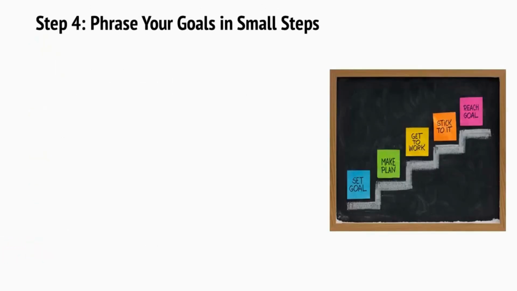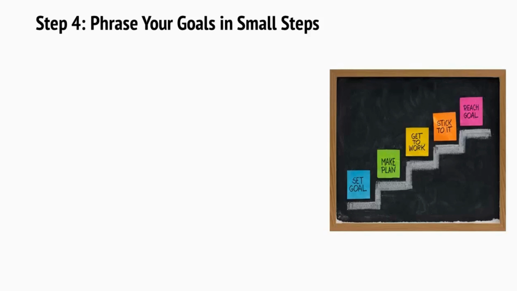Step 4. Phrase your goals in small steps. Now you know what it is you want to achieve and how it is you want to get there, you're going to hone in. You now know the bigger picture, and it's time to think about the small details instead. You know you want to get fit. You know that going to the gym is not viable for you, and you know that working out from home makes a lot more sense.